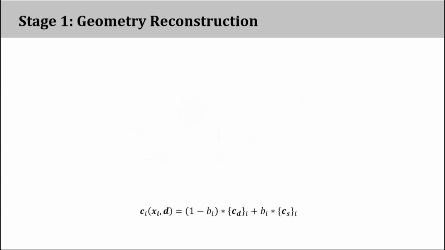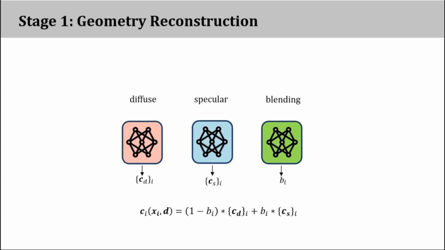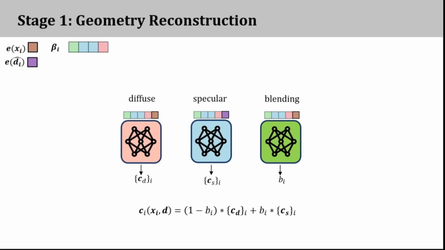After that, we decompose the per sample radiance into a weighted average of diffuse and specular radiance. These two values together with the blending weight are predicted using three different MLPs, with the geometry feature and the positional and directional encodings as the input. In the second stage, we treat each volume sample as a small surface, and divide the per sample radiance into specular and diffuse radiance using split-sum approximation.